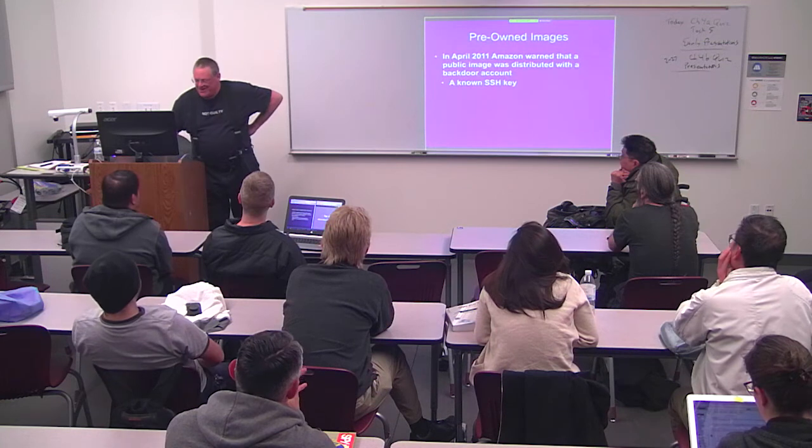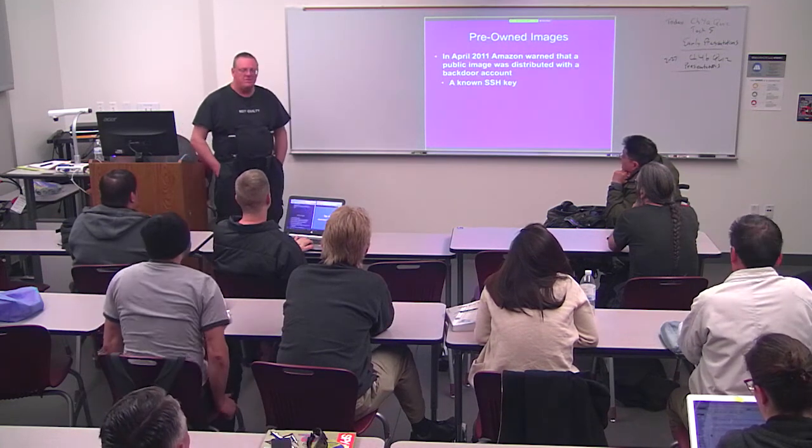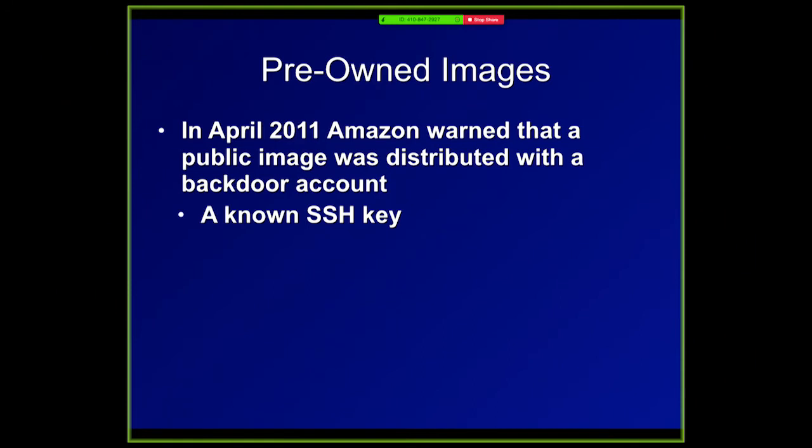Yeah. All right, then many things have gone wrong. Amazon had public images that were distributed with a backdoor SSH key, which is very easy to do. Amazon also, when they first had their virtual machines, forgot to wipe the disk between one customer and the next.